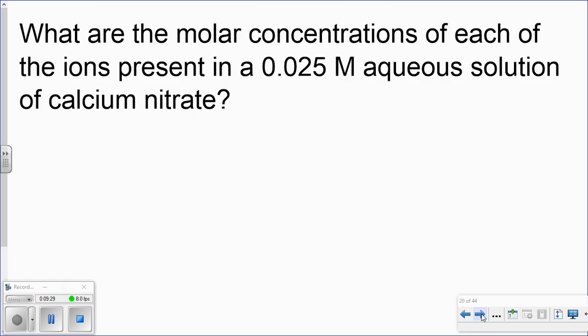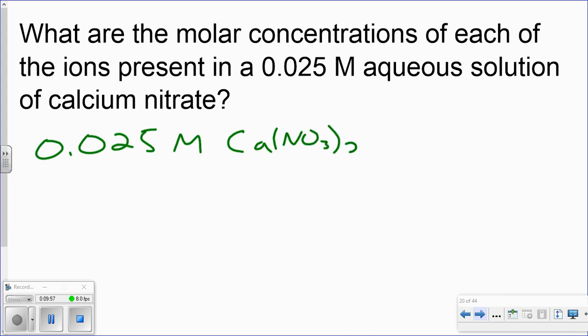What are the molar concentrations of each of the ions present in an aqueous solution of calcium nitrate? Okay, this one's a little bit more involved. Okay, so what are the molar concentrations? This one's a little bit tougher. Okay, so if you ever want to pause a video and try to work it out on your own, that's fine, and then press play to kind of keep it moving. The only number they give us is 0.025 molar Ca(NO3)2. Okay, the first thing I would do is consider a dissociation reaction.